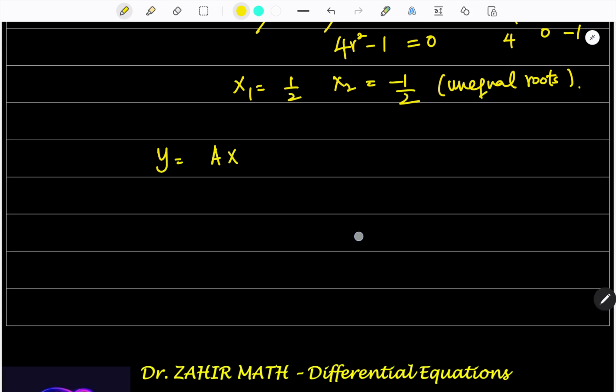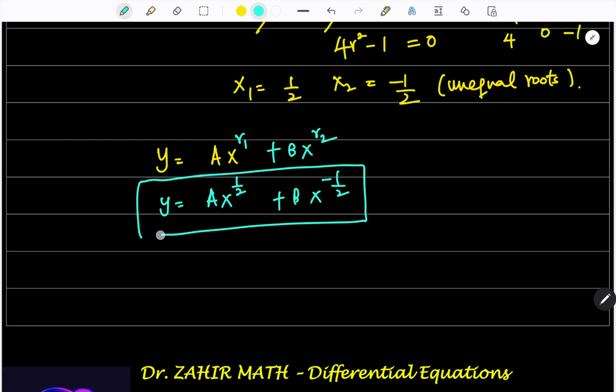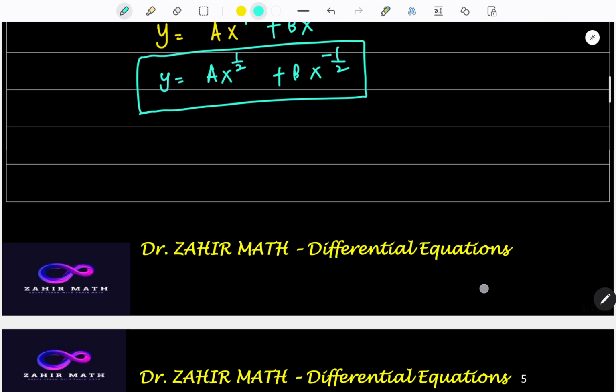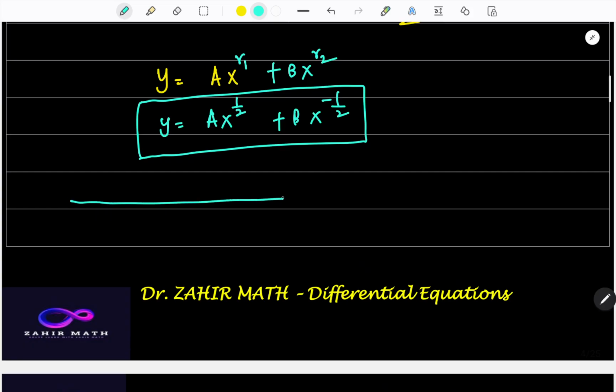y equals a x to the power of r1 plus b x to the power of r2. So y equals a x to the power of 1 by 2 plus b x to the power of negative 1 by 2. Right. So this is going to be your solution. I think this is the last question. Right. So this finishes your exercise 4.7.